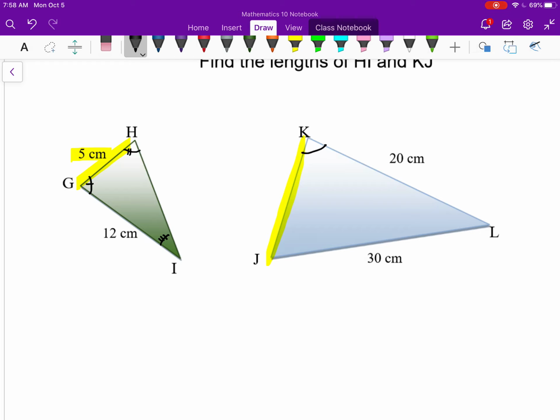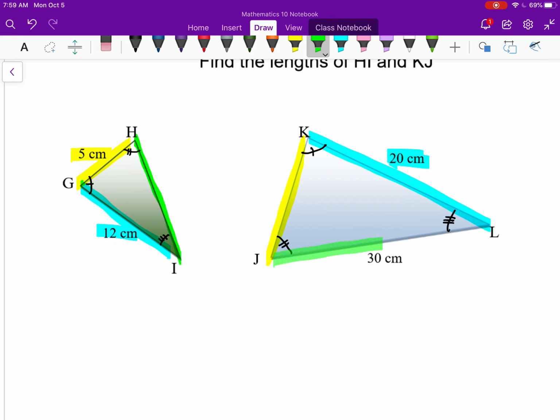So angle G corresponds to angle K. They're the same angle. Angle H corresponds to angle J. That's the same angle. And probably the most obvious is that angle I corresponds to angle L. So once I know how these angles correspond, I know this 12 centimeter side must correspond to this 20 centimeter side. And therefore, there's only one side left. This blank side in the triangle on the left must correspond to 30 centimeters on the right.